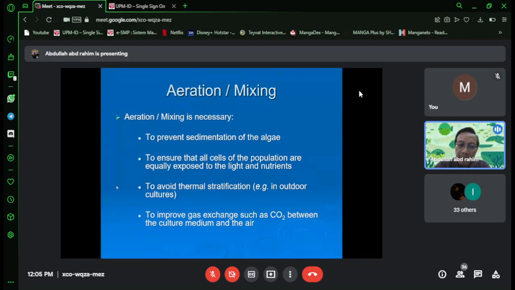All right. But to me, when you do mixing, the most important part is 1 and 2. To prevent sedimentation of the algae, number 1. Number 2 is to ensure all cells of the population are equally exposed to the light and nutrient. This is especially in the lab. In the lab, when you use culture in the lab, number 1 and number 2 is very important. If not, the microalgae will die. You need to make sure that it's moving all the time. This is called aeration and mixing.